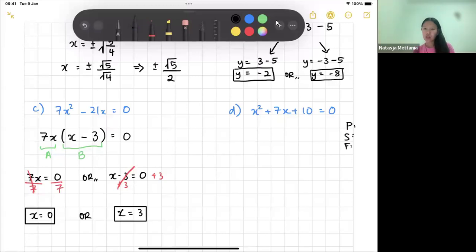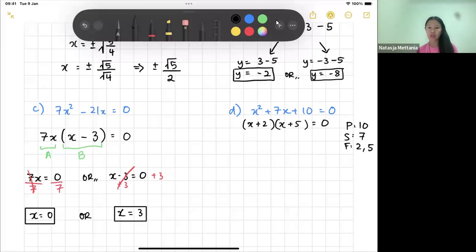Okay, so looking at this, the product is going to be positive 10. The sum is going to be 7. What two numbers multiply together to get me 10, and when I add them up get me 7? 2 and 5. Okay, so I'm going to put it in and factorize that. X and X, and I'll put my factors.